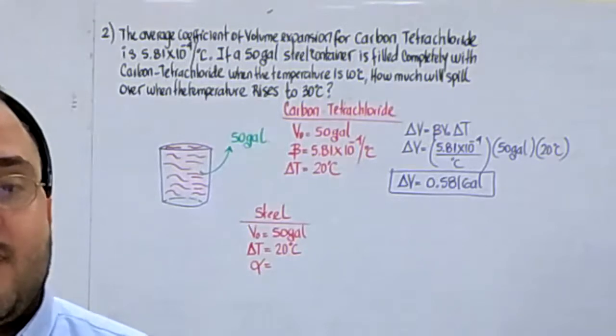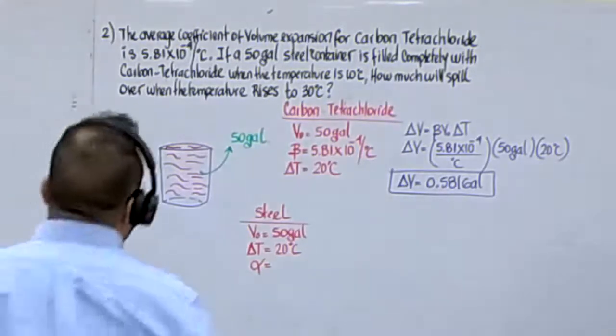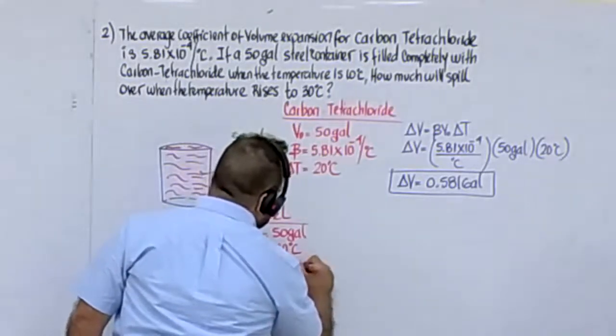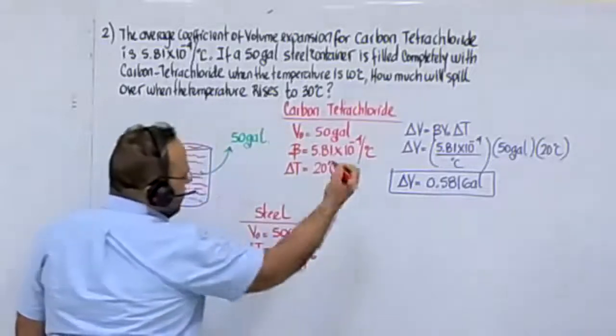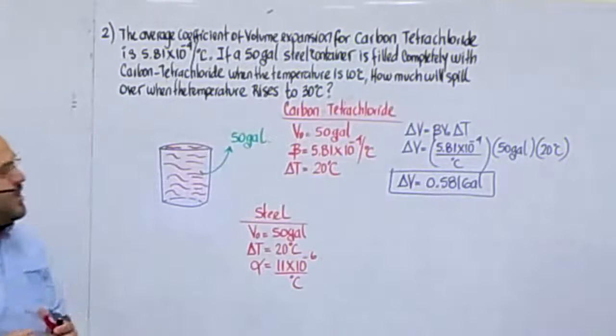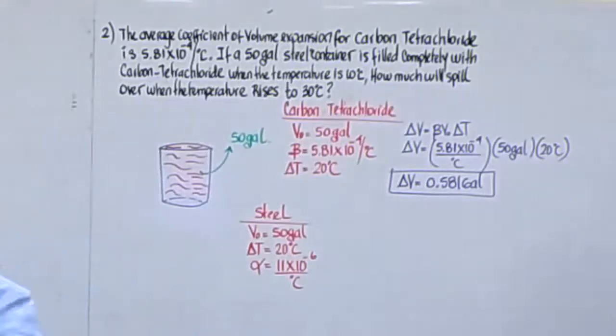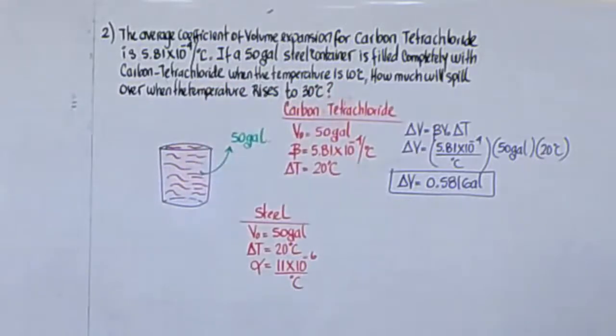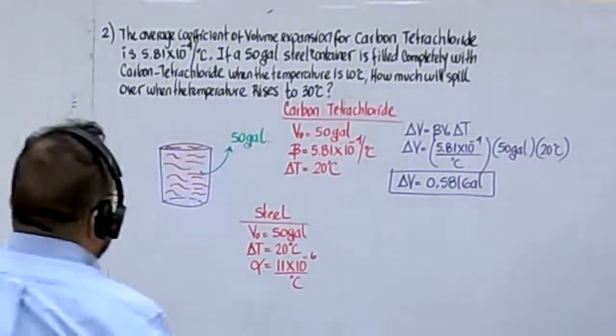11 times 10 to the negative 6 per Celsius degree, or if you wish, over Celsius degrees. And obviously, at the same time that we have a change of volume in the liquid, we're going to have the same change of volume in the solid.